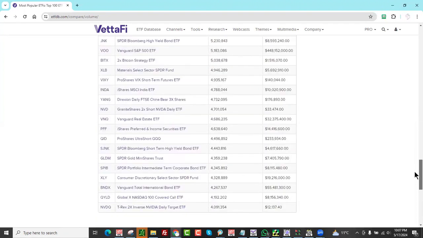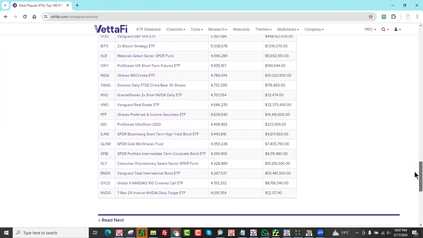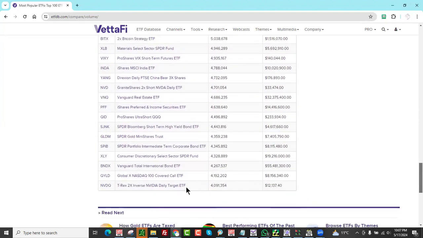When you get down to the bottom of the 100 here, I've had a rule of thumb with trading. I mean, if anything trades under 500,000 shares, I'm not really interested in it. Look at the 100th most traded. It's still trading 4 million shares a day. So there's a huge amount of ETFs out there. It's like a giant mine for us to go in and look for.